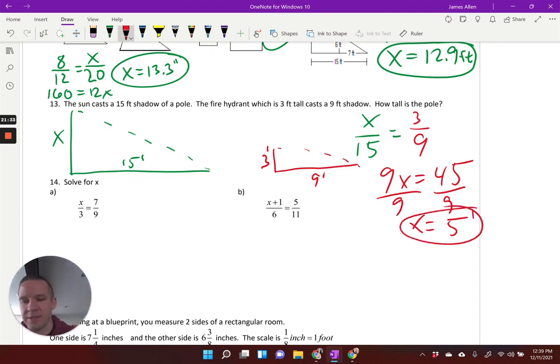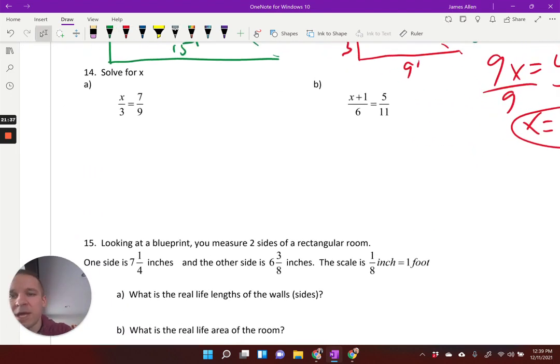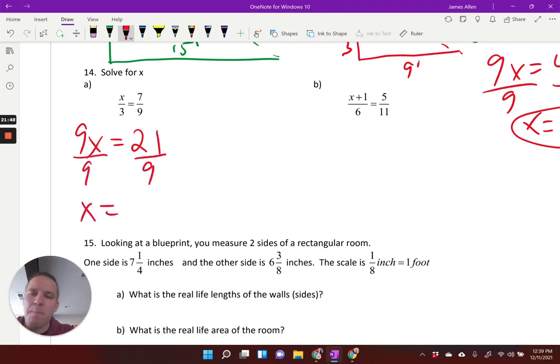Awesome, wonderful, and fantastic. Number 14, just some basic proportions here already set up for us. So I'm going to cross multiply. I've got x times 9, which is 9x. And then I've got 3 times 7 is 21. Divide by 9. And since these are just like your straight ahead math problems, I'm going to simplify the fraction. Those are both divisible by 3. So I'm going to get 7 over 3 as my final answer. We'll leave it as a fraction.